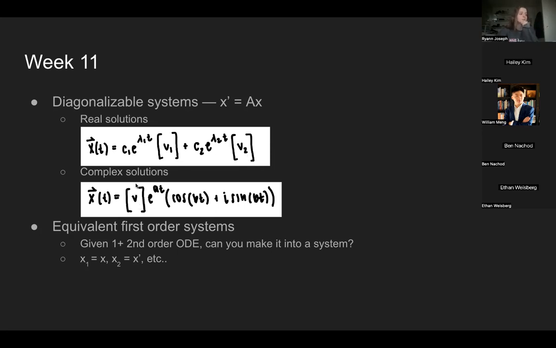For complex ones, this is the generalized eigenvector, and your eigenvalues are of the form lambda equals a plus ib, which then looks like this, and then you just solve it from there. So good cheat sheet content. The other content from week 11 is equivalent first order systems.